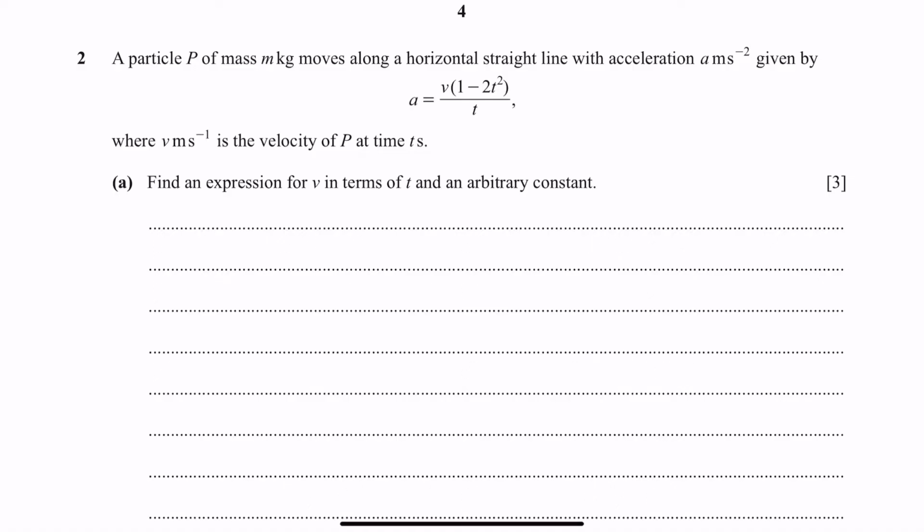Question 2. A particle P of mass m moves along a horizontal straight line with acceleration a given by a equals v times (1 minus 2t squared) over t. So we need to find an expression for v in terms of t and an arbitrary constant. So we know that a equals dv over dt, right? And in this case, we would have the terms v and t. So this would be the formula that we are using.